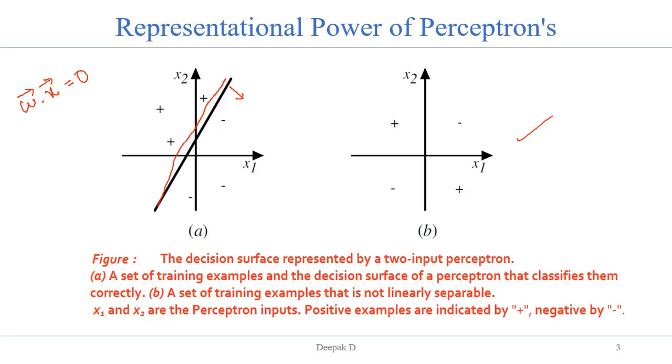In this decision surface you can see here is a negative instance, here also a negative instance, and here there are positive instances. This means these are instances which cannot be separated linearly. Here x1 and x2 are your perceptron inputs, and positive examples are indicated as plus and negative as minus.